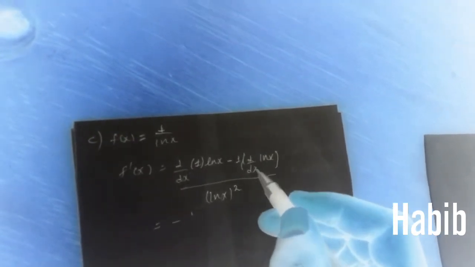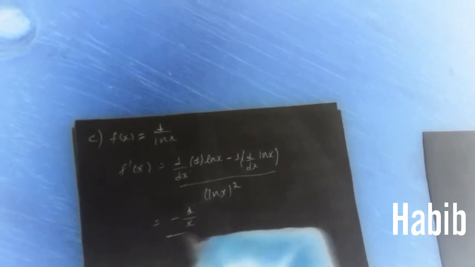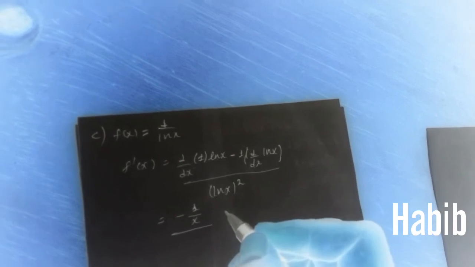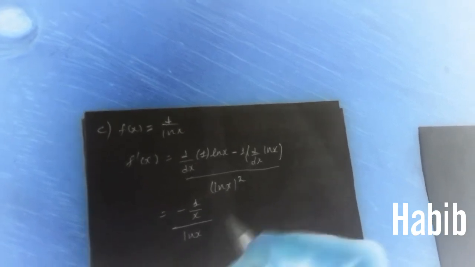This equals d by dx of 1 times ln x. Since the derivative of a constant number is 0, this one becomes 0. Therefore 0 minus 1 times d by dx of ln x, which is 1 over x, the whole over ln x the whole square.